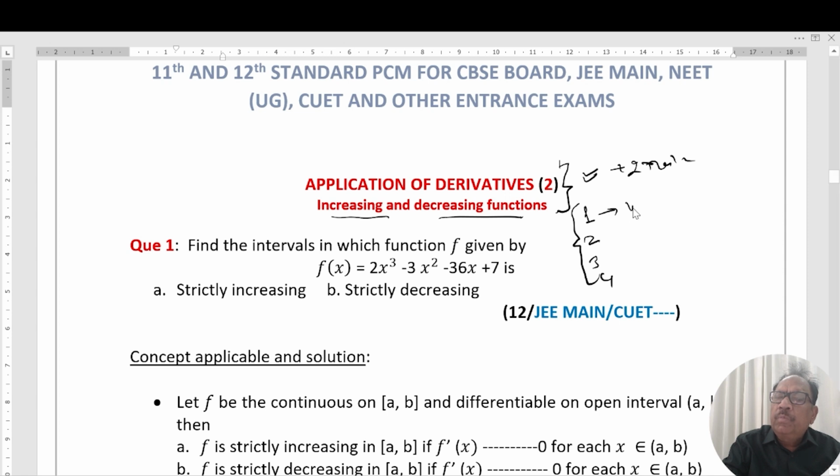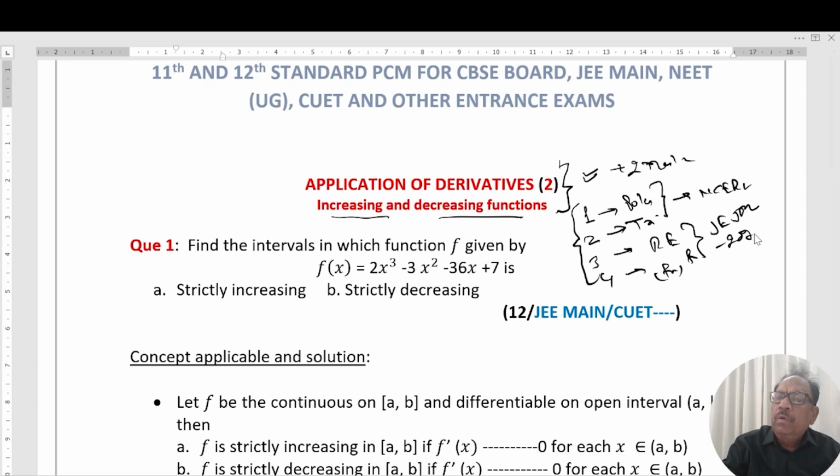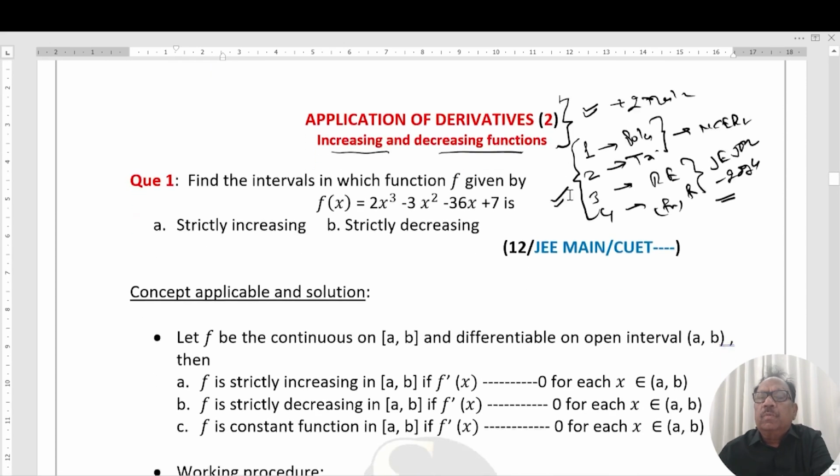First question is a polynomial function. Second question is a trigonometric function. Third question is a rational expression. Fourth question is a power function. These two questions have been taken from the NCERT book, and these two questions have been taken from JEE Main 2024. As all concepts are very important, it is requested to go through all the concepts. Now let's start the question.